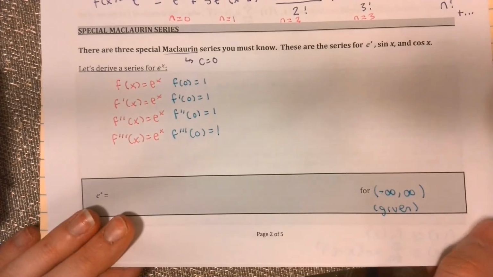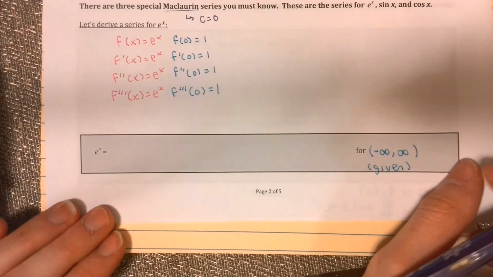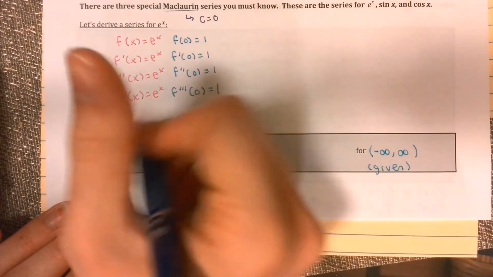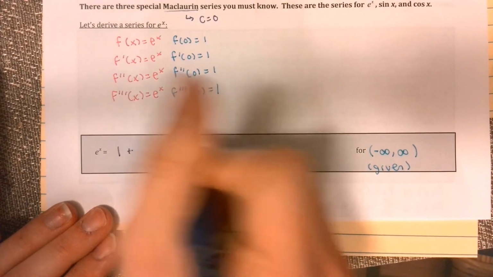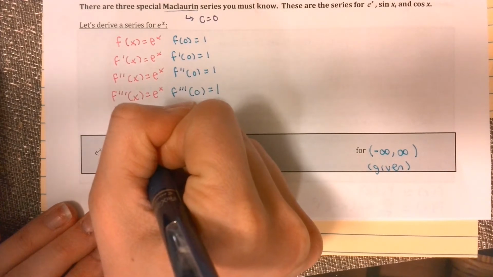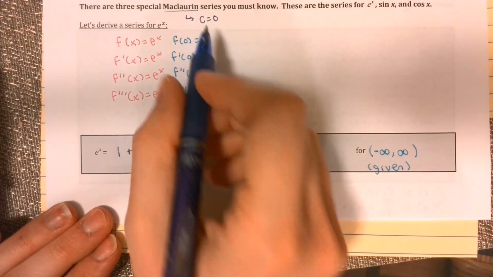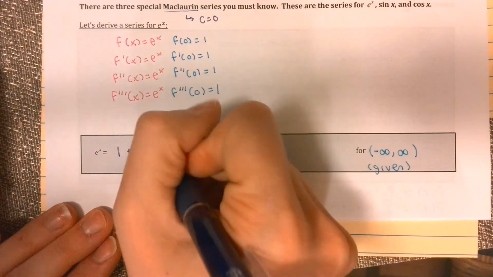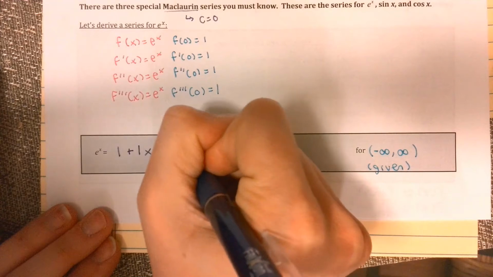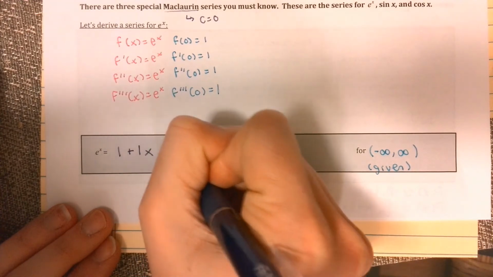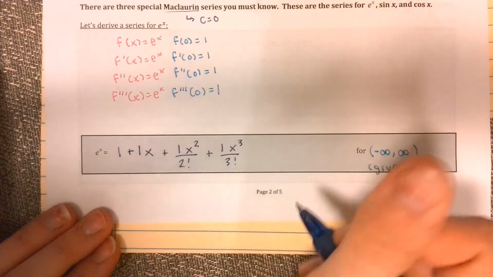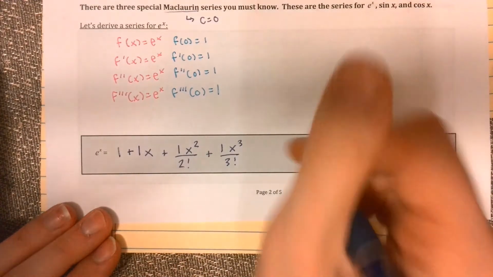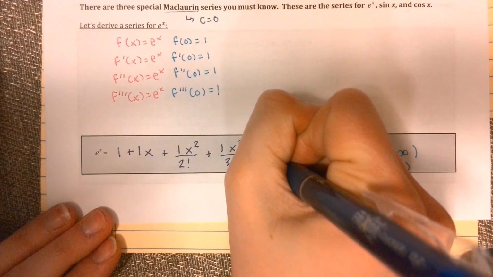Alright, my first term, let's scoot this up. My first term is f of 0, 1, plus 1 times x. Remember, I'm not doing x minus 0 just to simplify it. Plus 1x squared over 2 factorial, plus 1x cubed over 3 factorial. Now, do you really need all those ones? No. Plus 1, 2, 3.